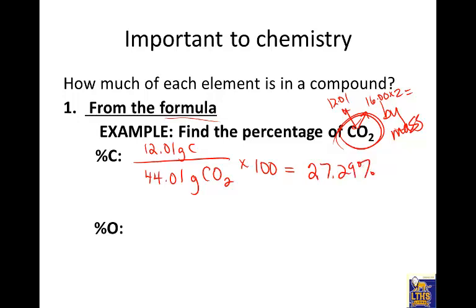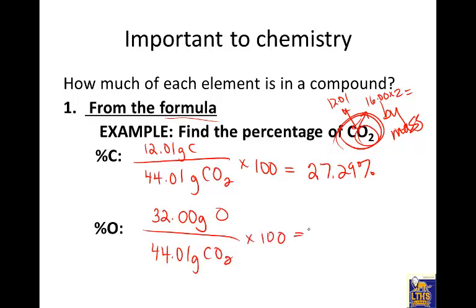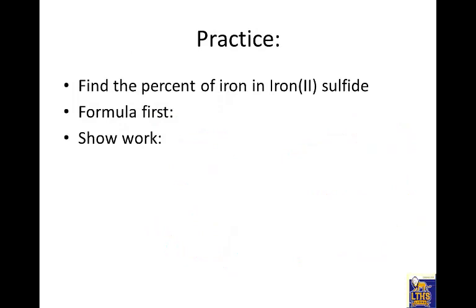So we can figure out oxygen in two ways. We can subtract it from 100, or we can say, well, in carbon dioxide, there's 32 grams of oxygen, because there's 2 oxygen, for every 44.01 grams of carbon dioxide total, part over total, times 100 gives us 72.71% oxygen in carbon dioxide. Hey, guess what? Every time you have carbon dioxide, this is the percent by mass of each element. Okay. How about iron and iron(II) sulfide?